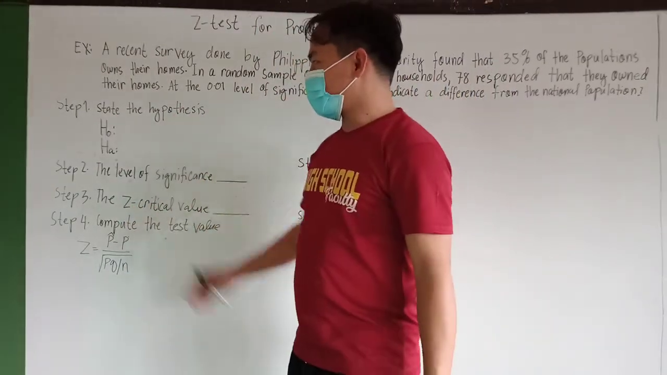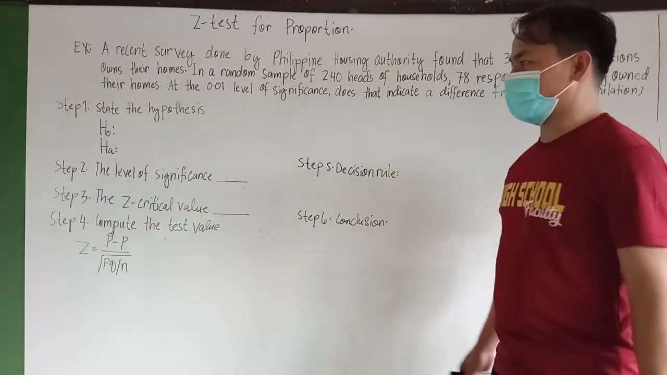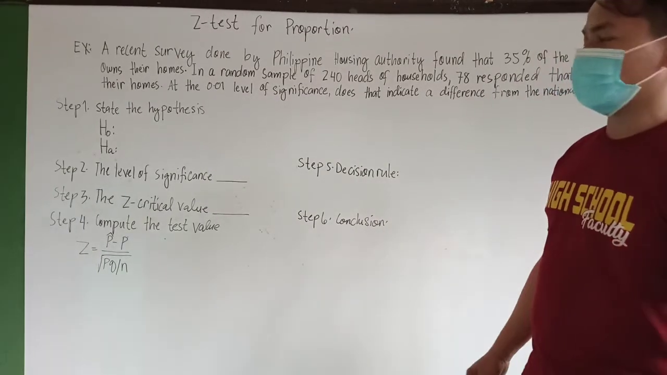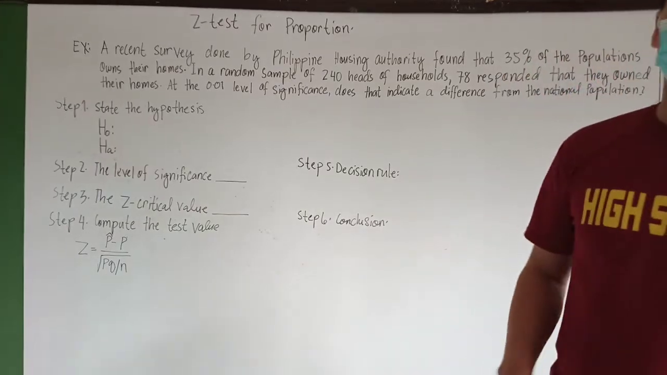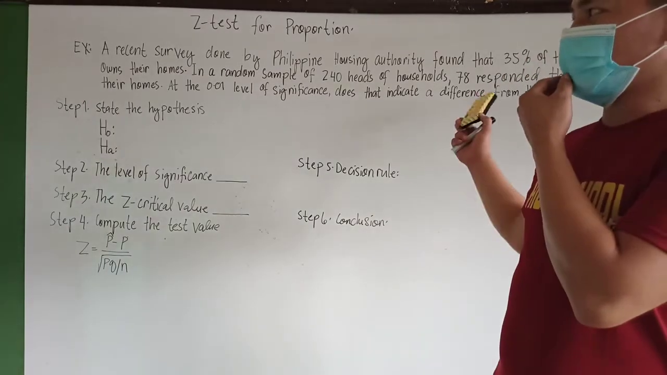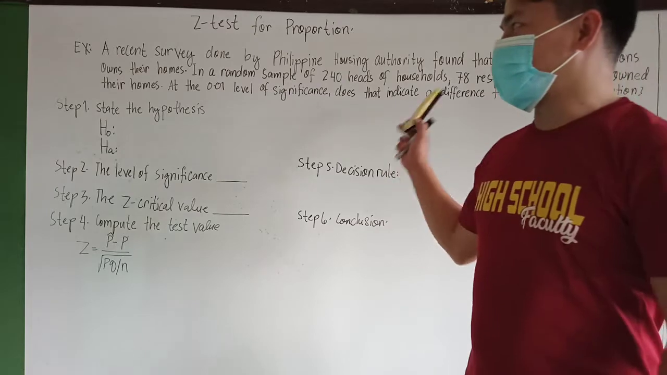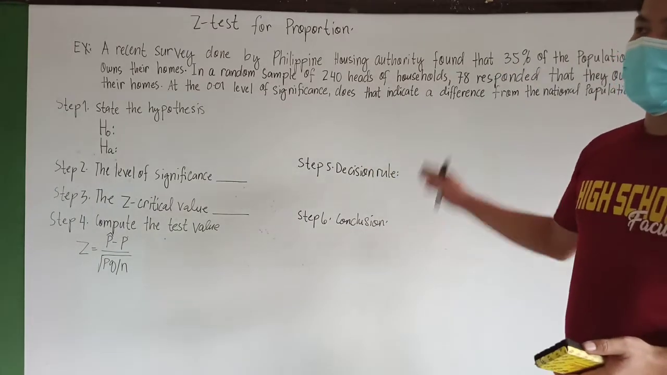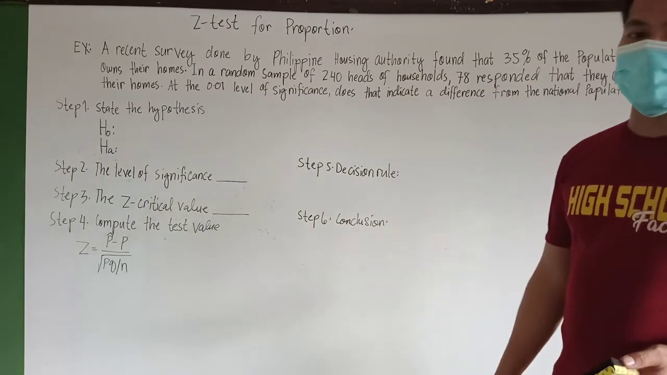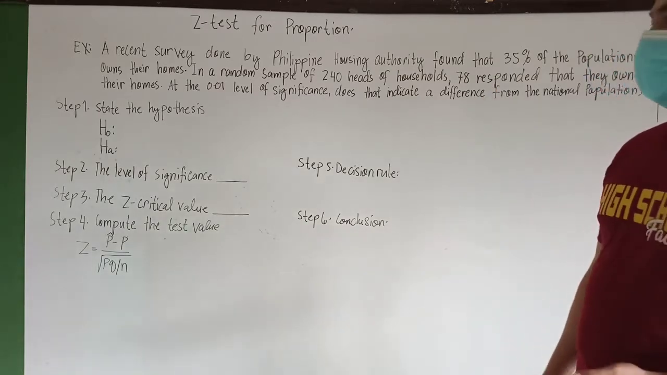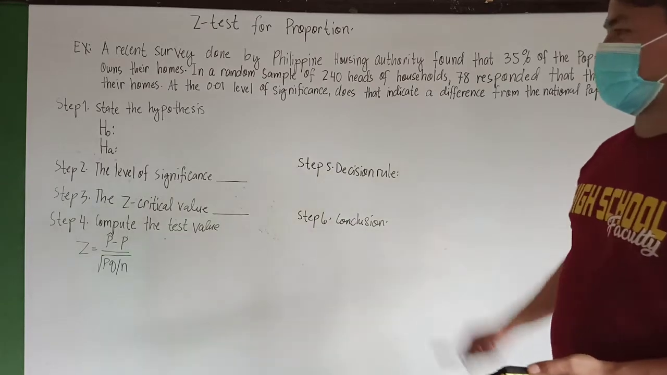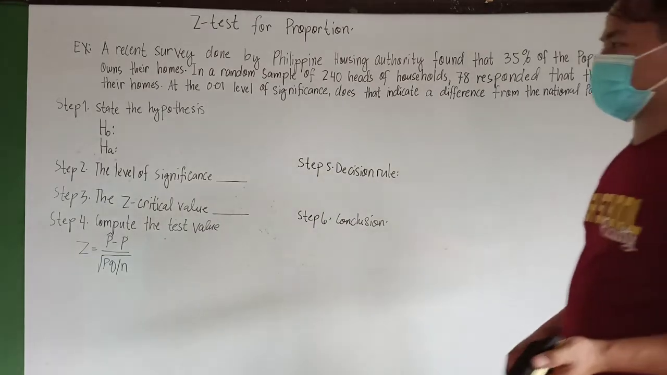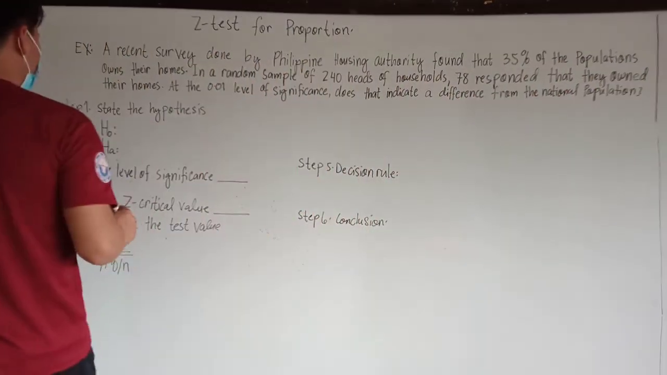But before we can proceed to stating the hypothesis, first we have to identify if the given problem is directional or non-directional. In this problem, as we analyze it, there is no statement that would indicate that this problem is directional. So it means that this problem is a non-directional, or two-tailed, test. So we will start with step number 1.